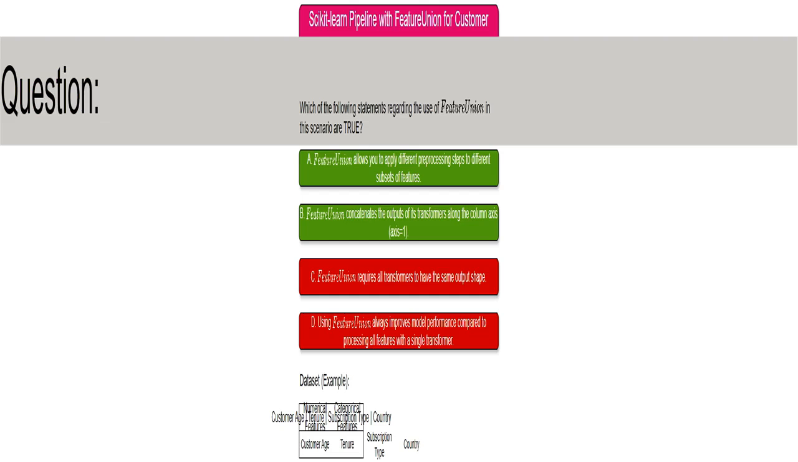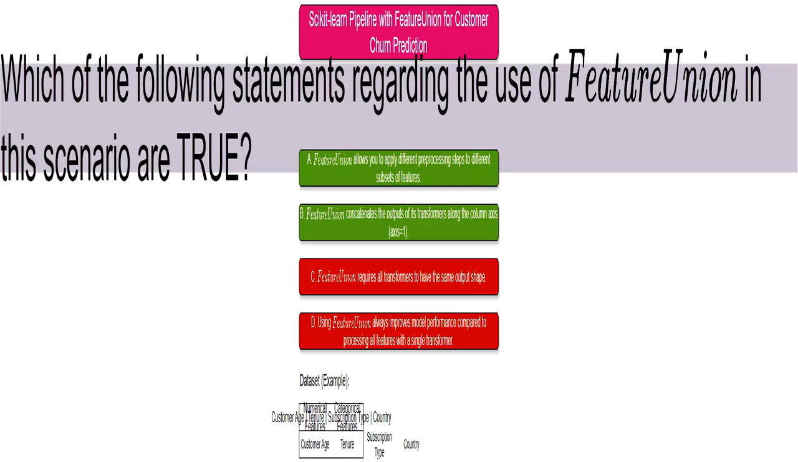This line introduces the quiz question about using FeatureUnion in a scikit-learn pipeline. It sets the stage for evaluating the given statements related to its functionality. Let's dive in. This line presents the core question of the quiz.